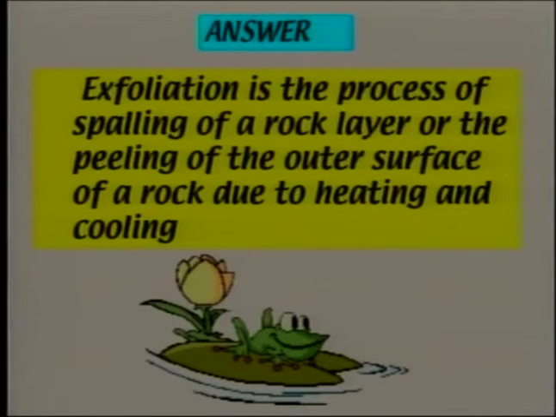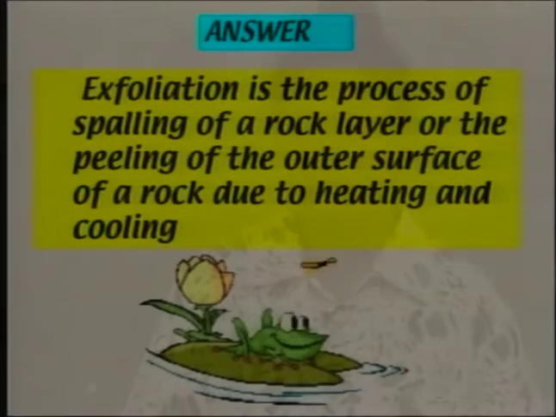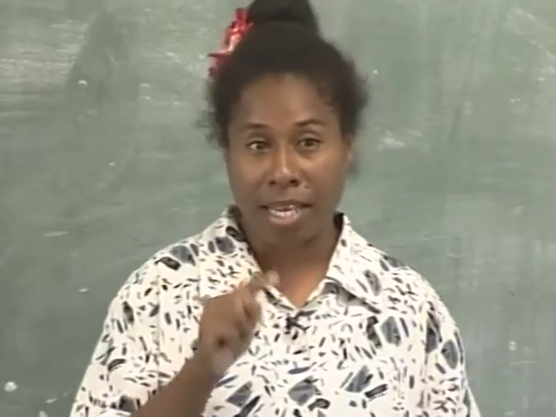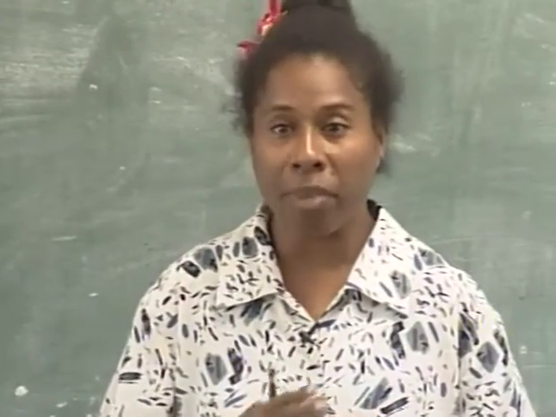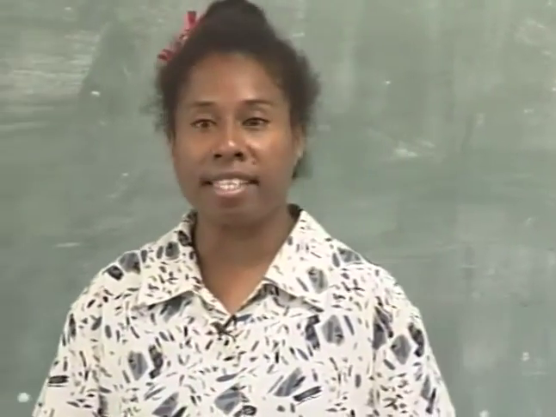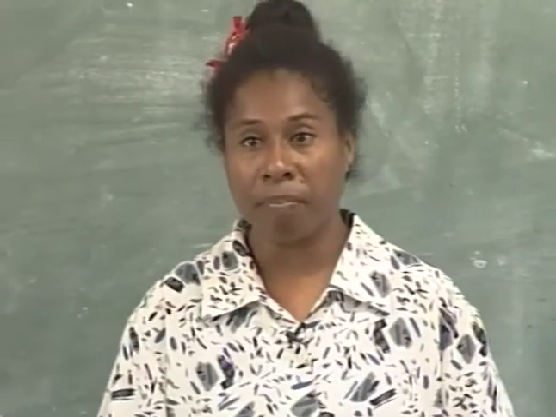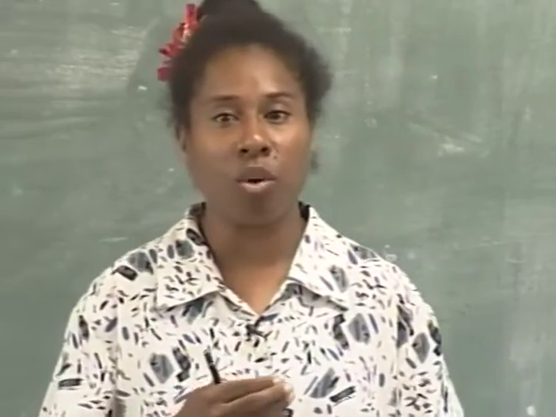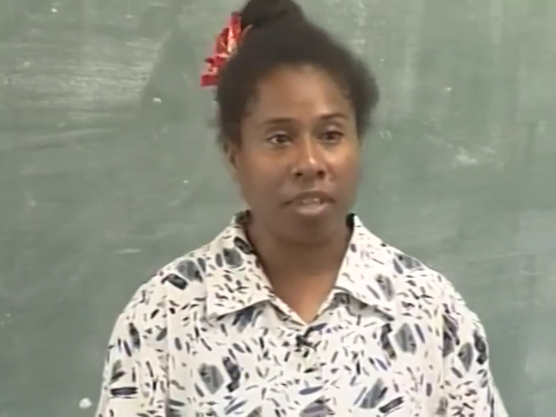Okay, it says there that exfoliation is the process of spalling off a rock layer or simply the peeling of the outer surface of a rock due to heating and cooling. We double check and we make corrections then. Okay, with that information then, that will also bring us to the end of our lesson. And that also brought us to the end of the subtopic on physical or mechanical weathering. And in our next lesson, we are going to move on to looking at chemical weathering and the examples that come under chemical weathering, similar to what we've done on physical and mechanical weathering.